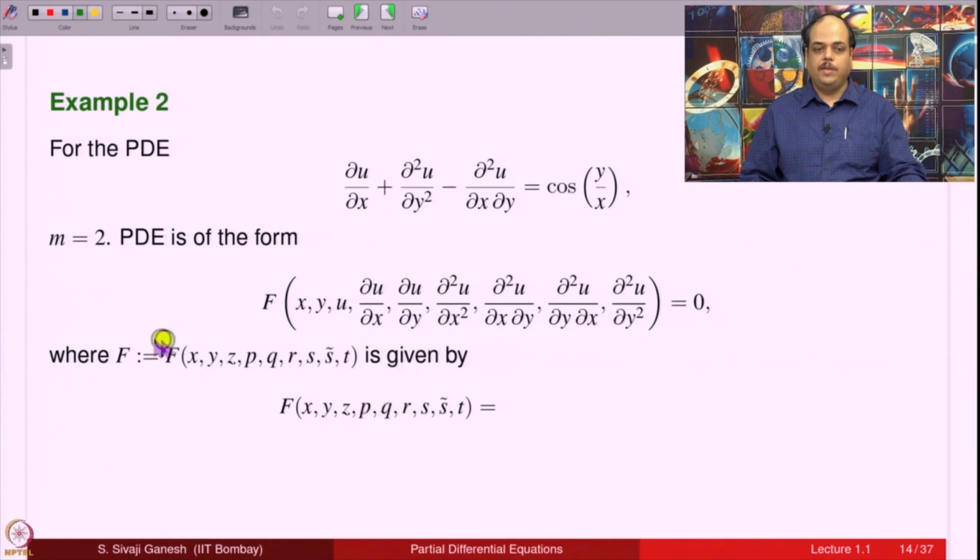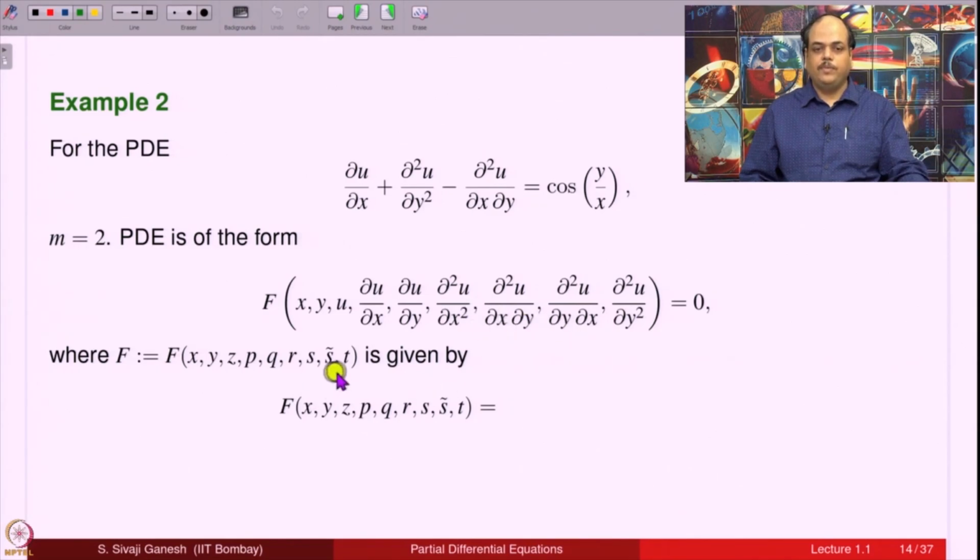Therefore, f must be written like this. I told you (x, y, z) is the place where we are going to put u, p, q for the first order derivatives, or s, t for the second order derivatives. I have included s and s tilde just as placeholders for ∂²u/∂x∂y and ∂²u/∂y∂x. As I mentioned earlier, we are not going to really distinguish between these two.